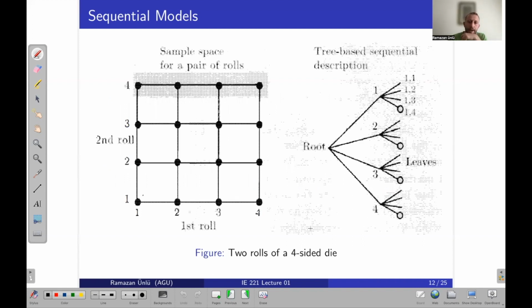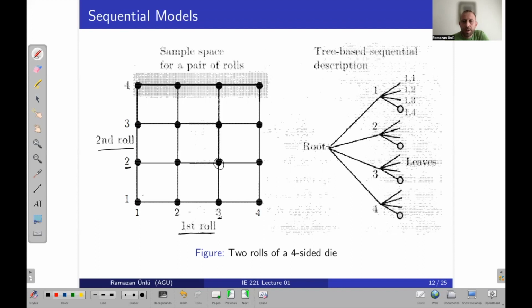So let's look at the example. Let's say I have a 4-sided die and I will roll it 2 times. So this is a sequential experiment, right? And this axis is the first roll and this axis is the second roll. So for example, this point shows that in the first roll I got 3, and in the second roll I got 2. So let's create the tree.